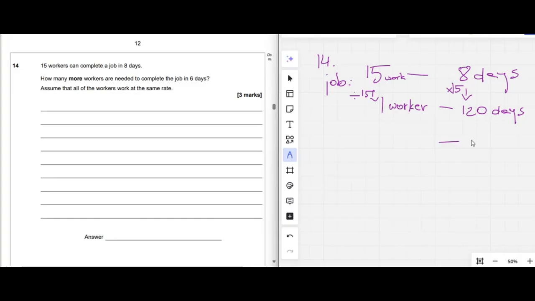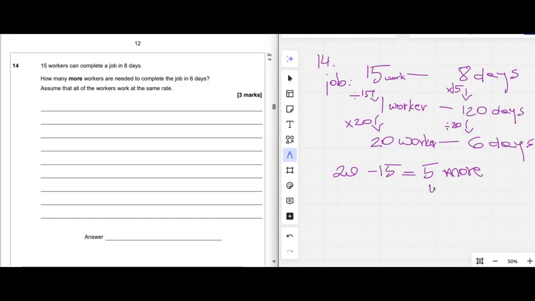And how to make 6 out of 120? Divide by 20. So that one worker will be times 20 then, right? Inverse. So 20 workers to get the job done in 6 days, which means that we need 5 more workers. And that's that.